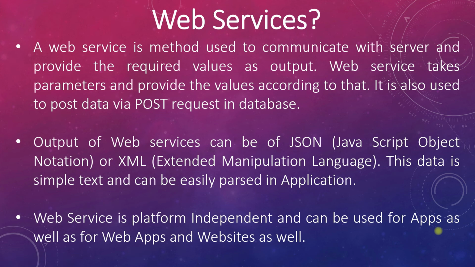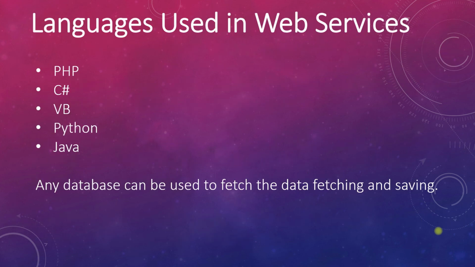A web service is platform independent, meaning you develop the web service and you can use it for any language. Every programming language for developing mobile applications will have the facility to parse JSON or XML data. You can also use it for developing websites. Now, what languages can you use to make it? PHP, C#, VB, Python, Java, or any language you can use to develop your web services.